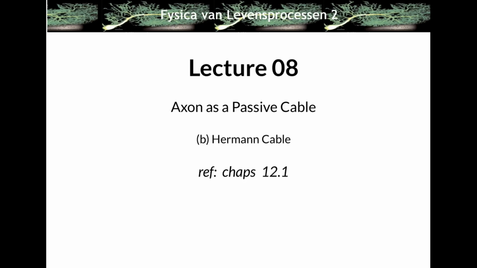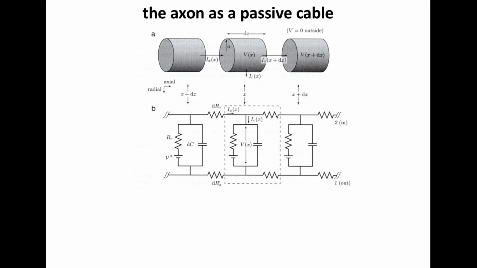Now, in the first part, we only considered the properties of the membrane themselves. Now we're concerned with the combination of the membrane and the conductivity of the body of the cell, the axon itself. The model that we come up with is the so-called Hermann cable, which actually is equivalent to a description of a coax cable in electronics.